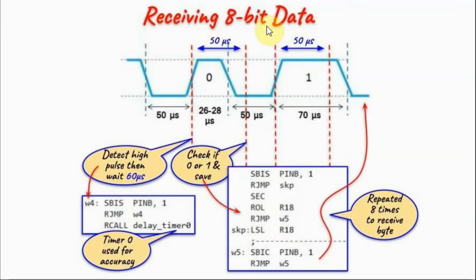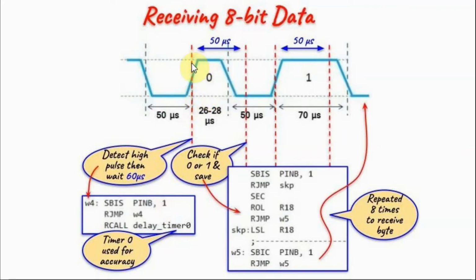So let's see how it receives the first byte of data. The idea is the microcontroller should first detect a high pulse because it represents the ones and zeros of the data. Once it has detected the high pulse, then it will wait for 50 microseconds and then determine whether this high pulse represented a logic 0 or a logic 1. So for example, for this case, after 50 microseconds, the logic is 0, while for this pulse here, after 50 microseconds, the logic is 1.